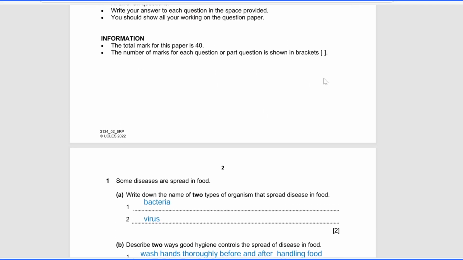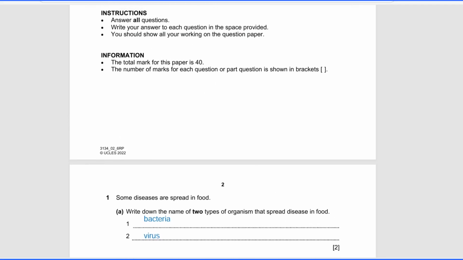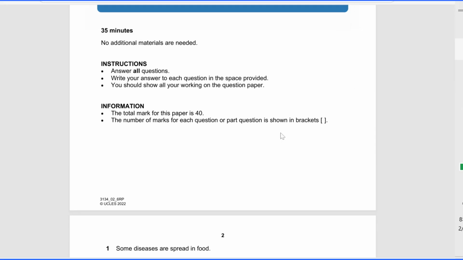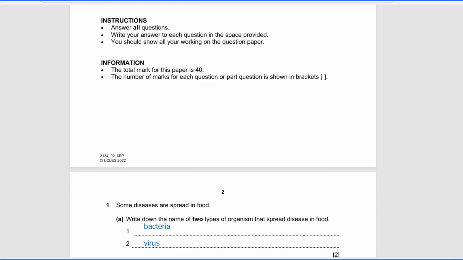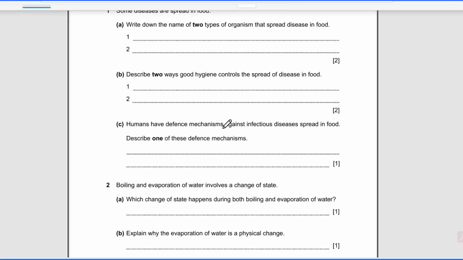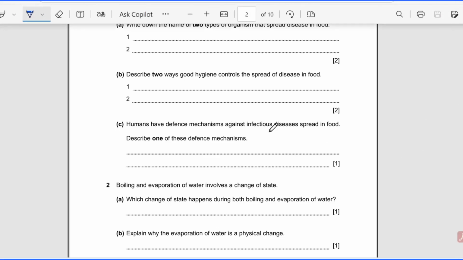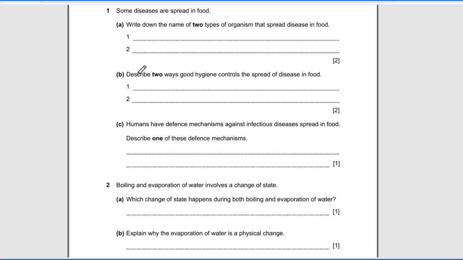So it's bacteria or virus. You may also have another possible answer. Probably you can write down fungi or parasites. Alright, let's move on. Now we are in question 1b. Describe 2 ways hygiene controls the spread of disease in food.